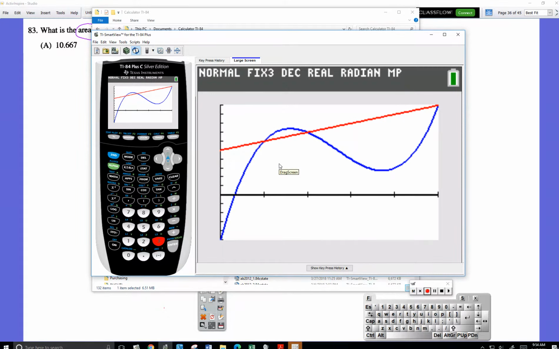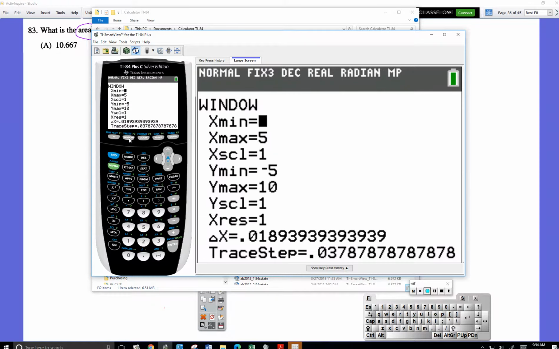So I do that first. Okay, the problem doesn't give any clues to the window. My advice, I have found 0 to 5 to be the best place to start if I don't know. Can't guarantee that's always best, but it's been pretty effective. So I do 0 to 5, I do zoom fit, I end up with that picture.